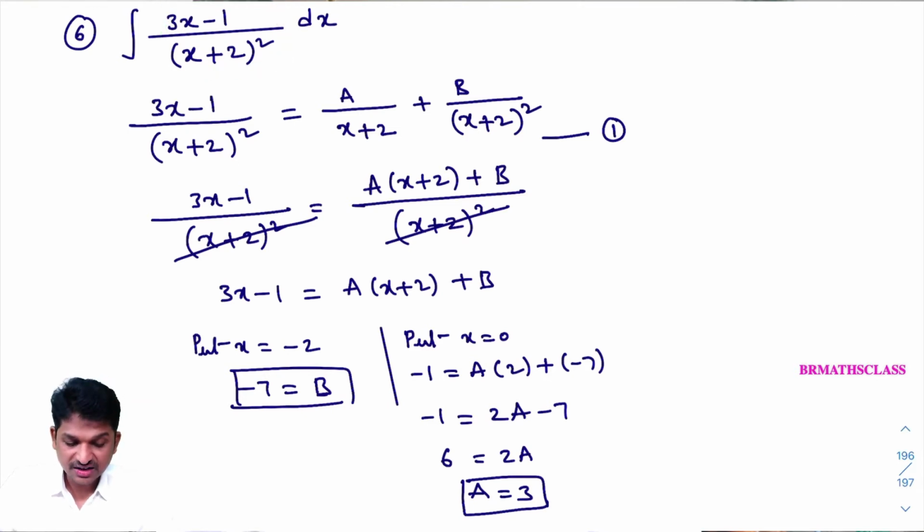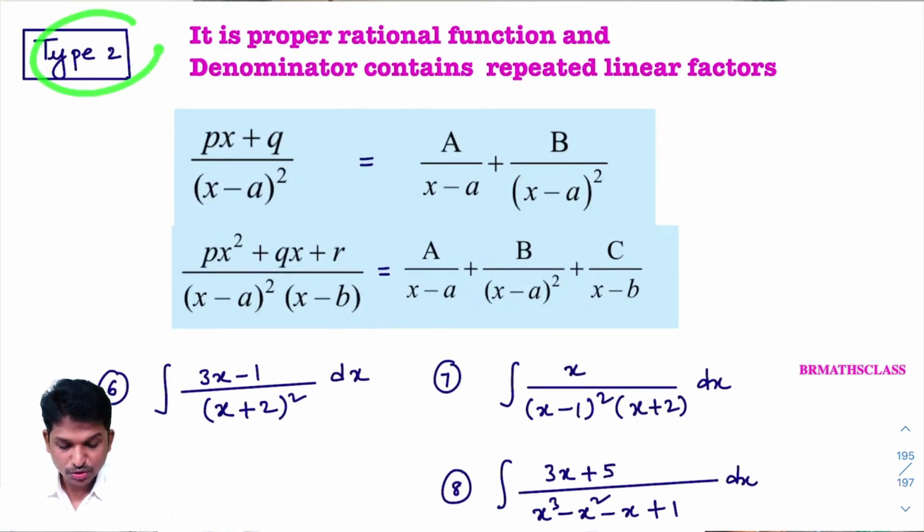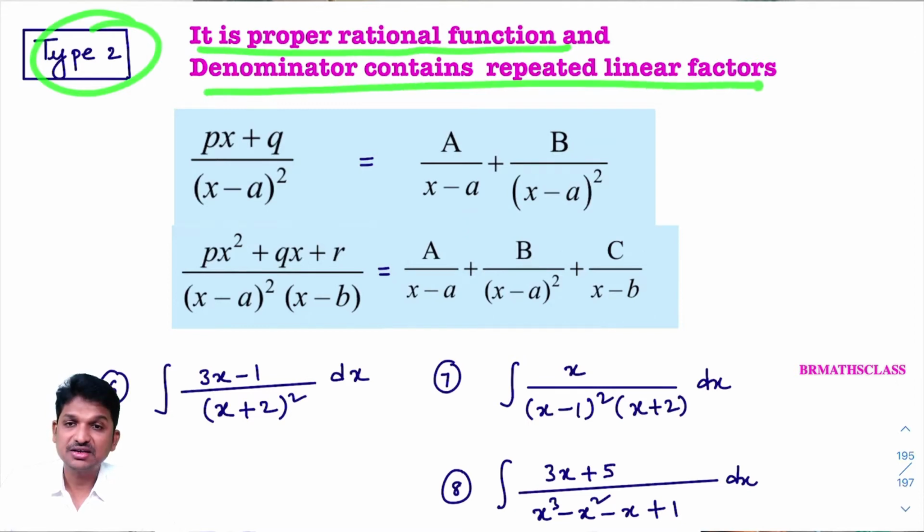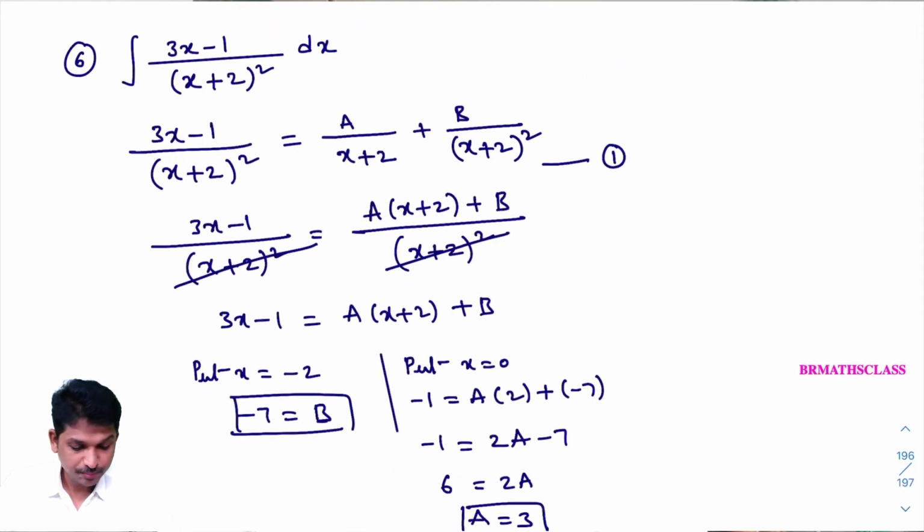And the denominator contains repeated linear factors. Then we will identify it is under type 2. Look here: it is a proper rational function and the denominator contains repeated linear factors. Then it is a type 2 problem. So this is a proper rational function and the denominator contains repeated linear factors.